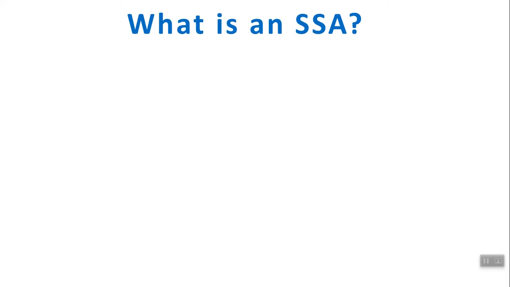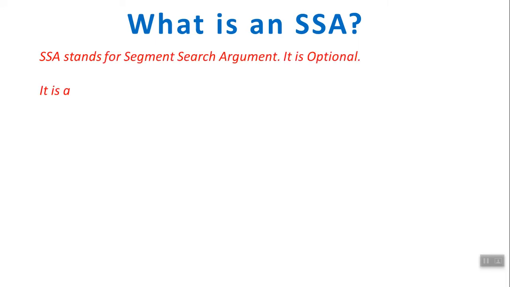It's called a segment search argument. For example, in mathematics, we write f of x. F stands for function, x for argument. Similarly, here the function is the get call, and for that function, we are sending an argument. It's optional, but it is going to make our work very simple. Even though it is optional, it is going to reduce the number of calls if it is used.